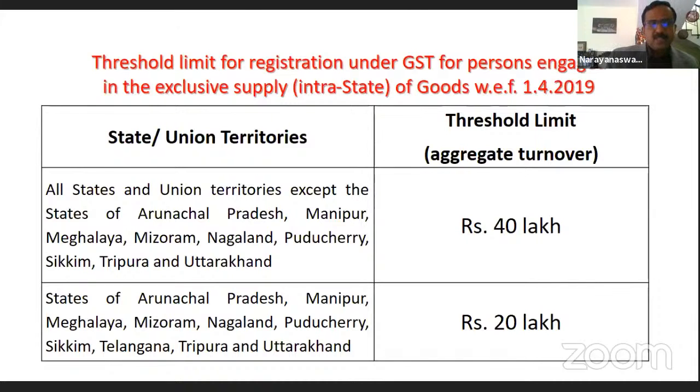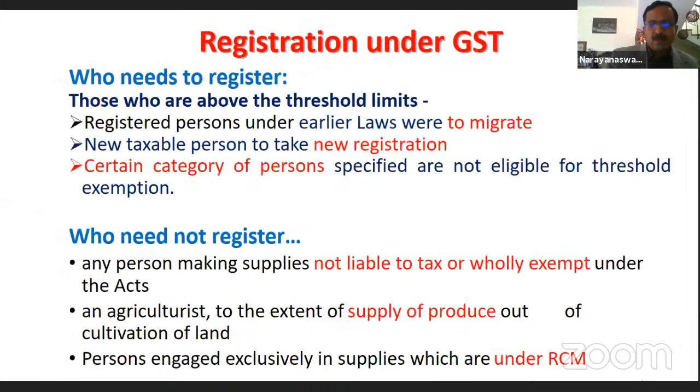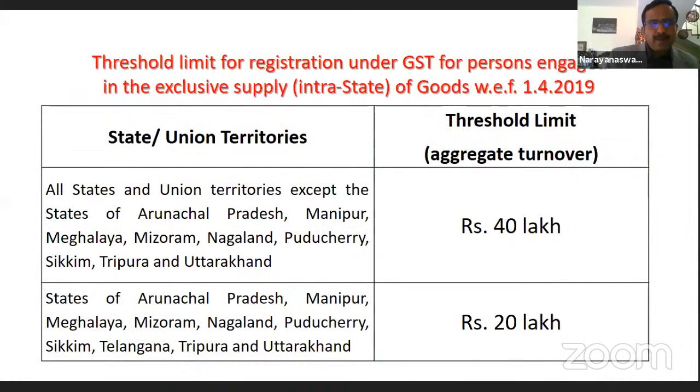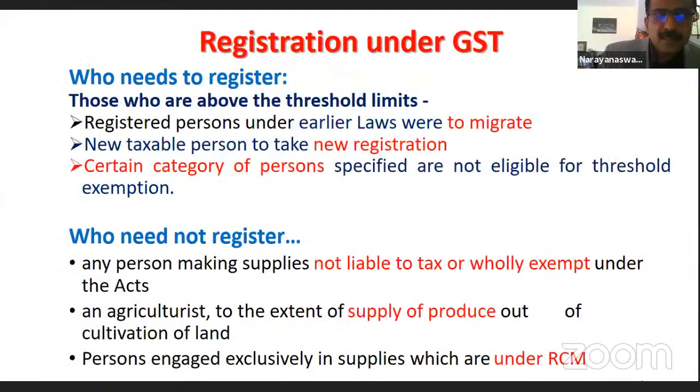In fact, the states were given option to see whether they want to come under one of the two turnover or threshold limits. States like Telangana have chosen to stay at the 20 lakh only. They didn't want to go for 40 lakh. That is their choice. So once the turnover is determined, there is a requirement for registering under GST.